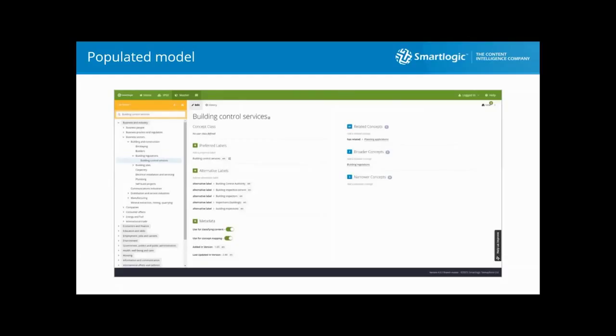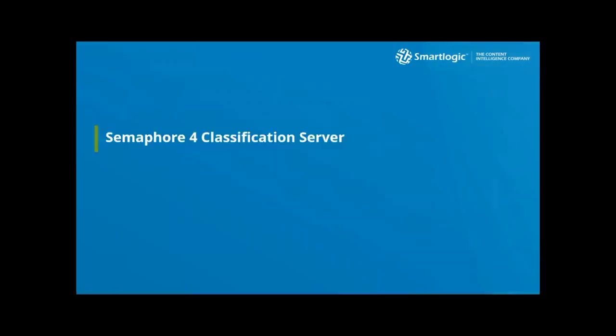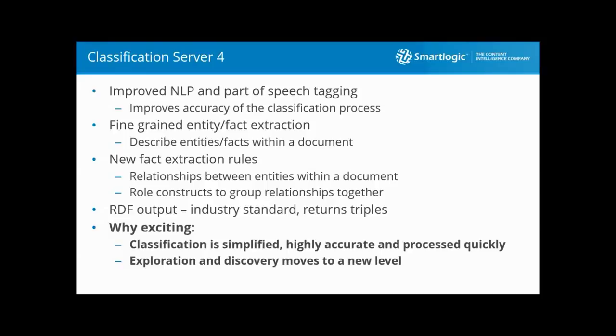So now I'm going to turn it back to Rick to talk about classification server. Thanks, Sarah. Now I'm going to highlight some of the changes and enhancements we've made to the Semaphore 4 classification server. To start with, we improved the natural language processing and part-of-speech tagging. This allows us to increase the accuracy of the classification process.